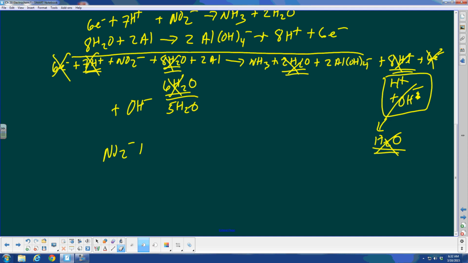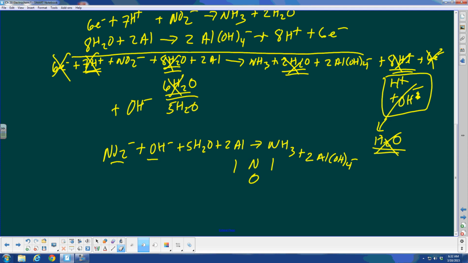NO2 minus plus OH minus plus 5 waters plus 2 aluminums equal ammonia plus 2 Al(OH)4 minus, and I think that's it, right? Because everything over there has been eliminated. Let us check. A nitrogen, I have 1 on the left, 1 on the right. Oxygens, I have 2, 3, and 5. Looks like I have 8 oxygens.